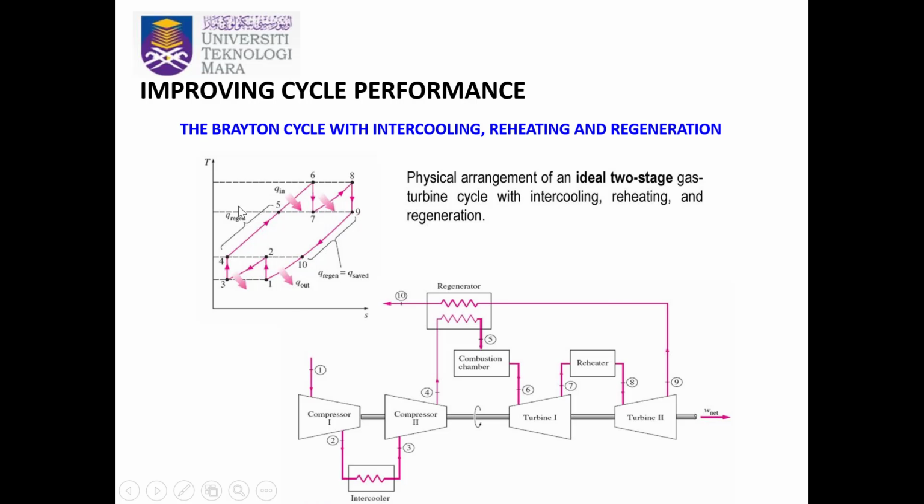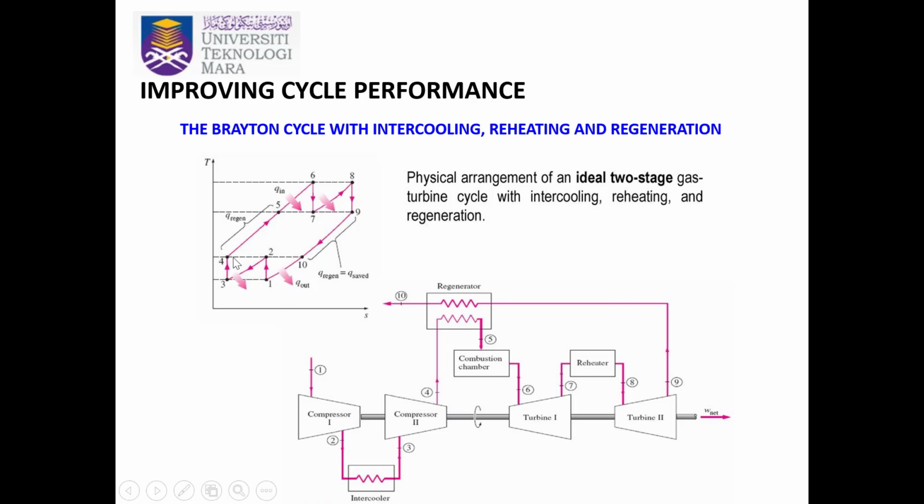So first of all kita tengok kat sini dia punya TS diagram. So from point 1 to point 2, point 1 ni air masuk kat sini. So point 1 naik ke point 2 sebab kita compress, pressure dia naik. Okay, and then kita coolkan dia, buang kat sini. Dia punya cool, so dia Q out lah kat sini. 2, 3 akan ada Q out kat intercooler, and then kita compress balik ke point 4. So naik kepada point 4.